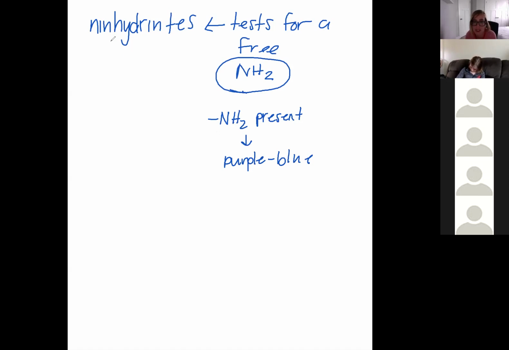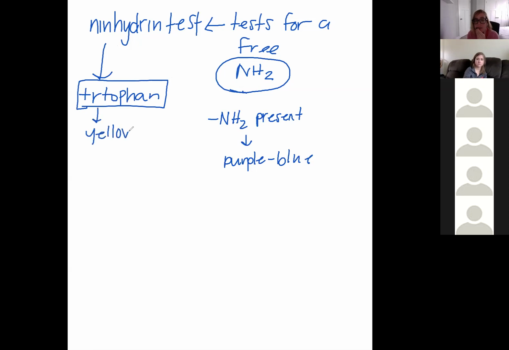If you use this test though, and some sort of nitric acid is present, you'll have presence of tryptophan. So really it's nice to know if we're looking for tryptophan. That's why a lot of people use a ninhydrin test, because of this guy. They like to test it. In that case, it'll turn yellow.